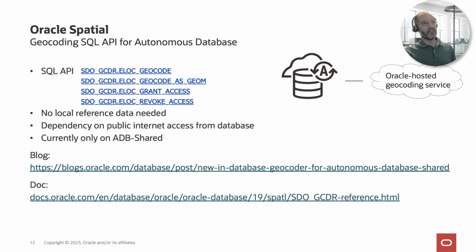There's a specific grant that's required, which the admin user in Autonomous Database grants to a user that will be allowed to make these geocoding calls, and that's because this geocoding operation is reaching out to our hosted service. So we want to make sure that it's governed by your admin user in Autonomous. A grant is performed, and then once that's performed, the user can do the geocoding.